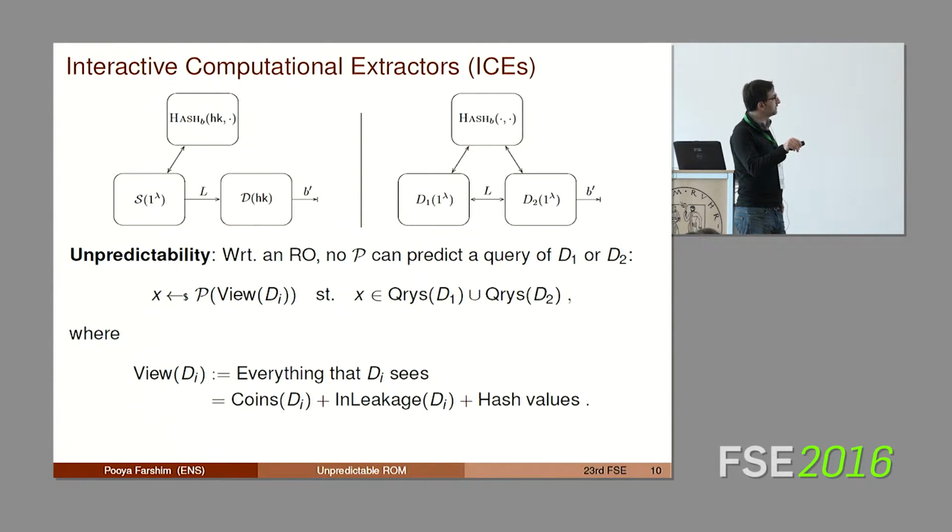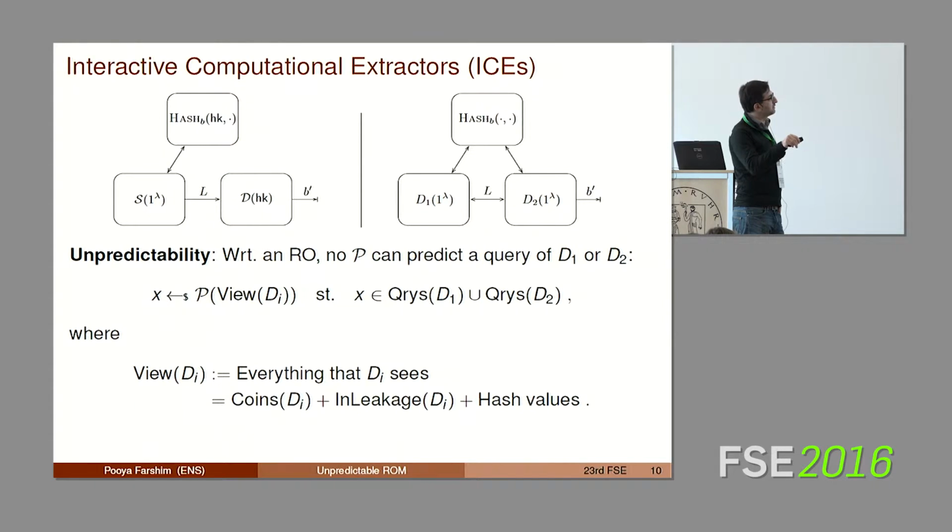These are the coins of D_i. These are the incoming leakage to D_i. That's all the leakages which are passed from D2 to D1, and all the hash values that it sees from the oracle. That's everything that D_i sees. So the requirement is that I give the predictor P the view of D_i, and it shouldn't be able to come up with an X such that the X are in the queries of D1 or in the queries of D2, for both D_i.